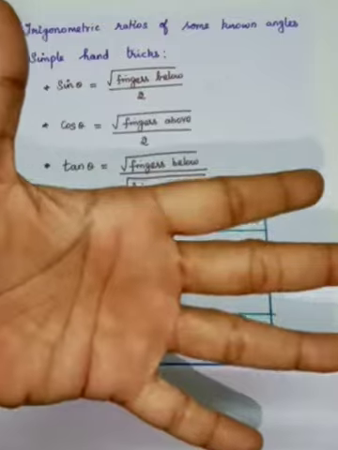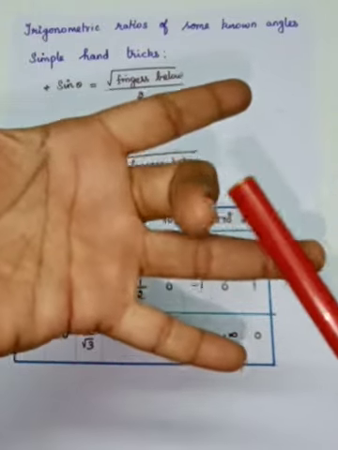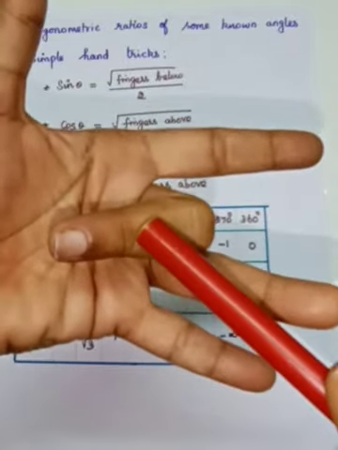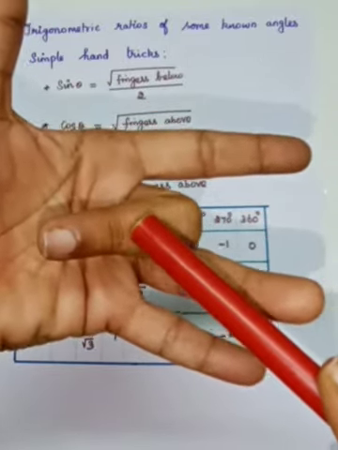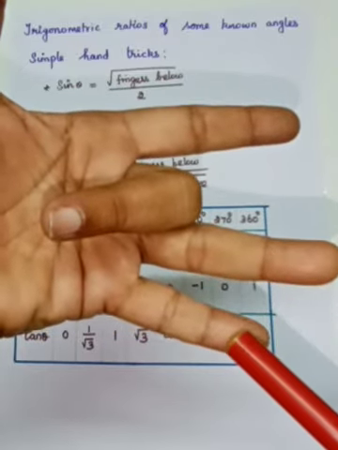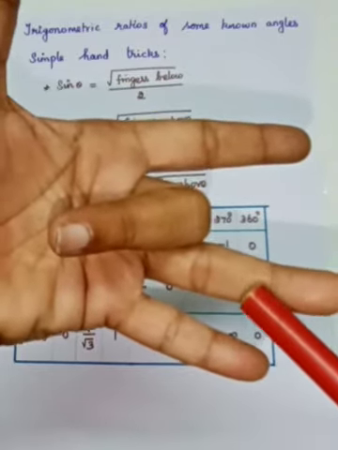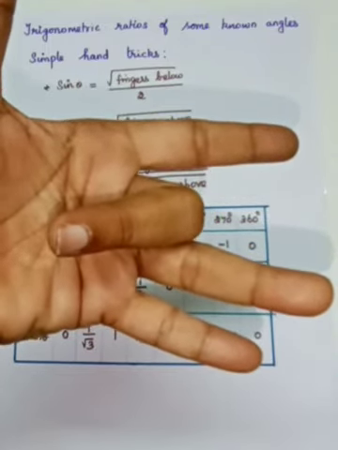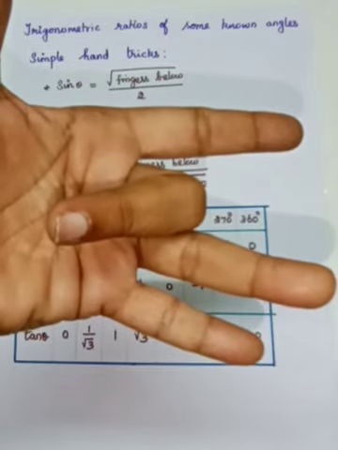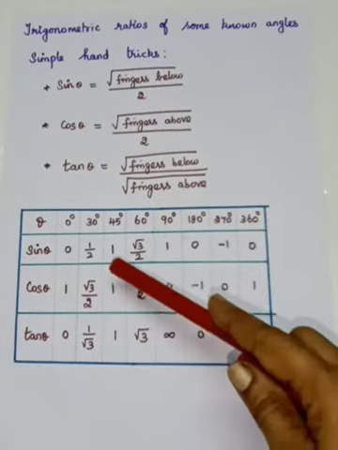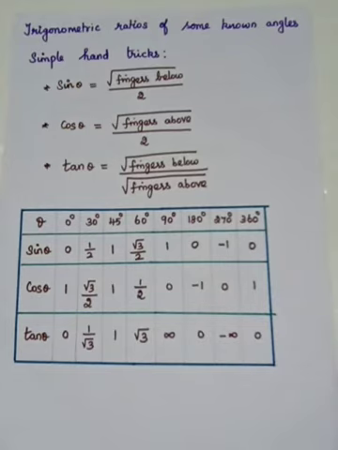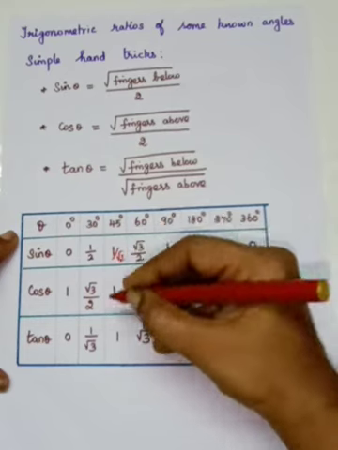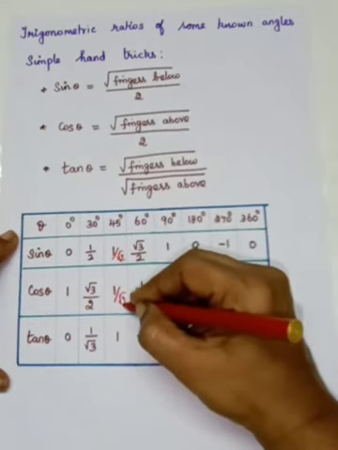And now see sin 45 degree. The middle finger is the 45 degree. You just fold it. If you want to find sin 45 degree, below that, how many fingers are there? 2. That is root 2 divided by 2. And the denominator 2 can be written as root 2 into root 2. Upon 1 root 2 getting cancelled, your answer is sin 45 degree is 1 by root 2. And cos 45 degree also is 1 by root 2.